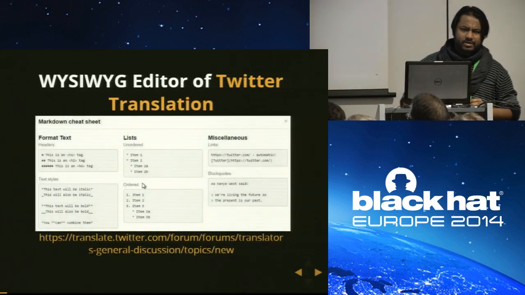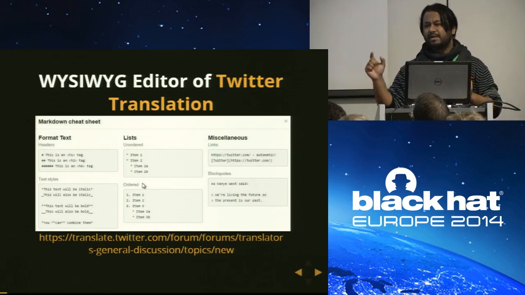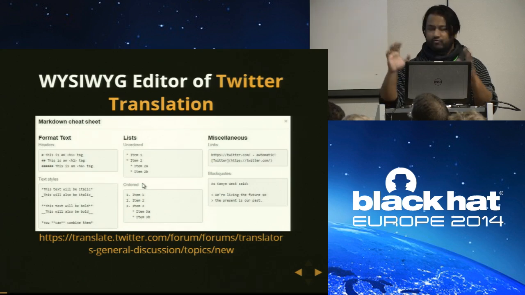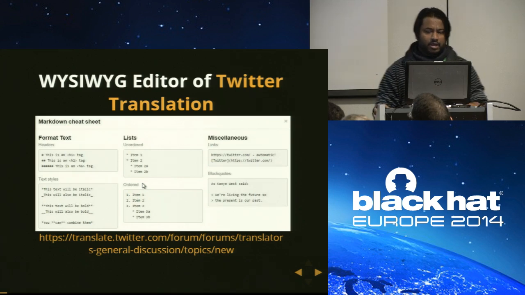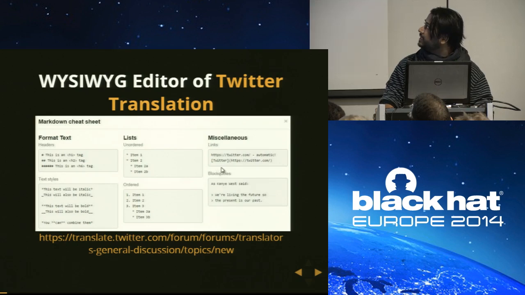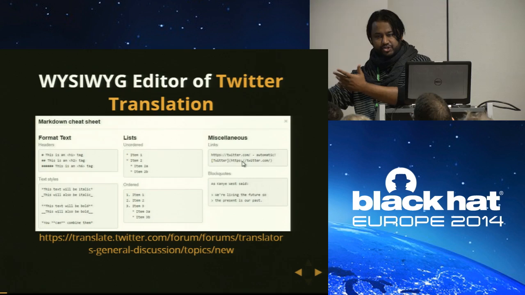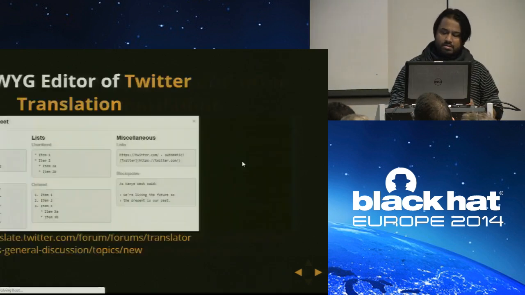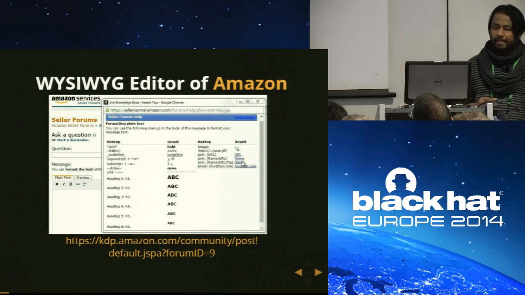But it is not necessary that WYSIWYG editors are only available in the form of buttons. They may be available in the form of some particular text or particular format. For example, this is the WYSIWYG editor of Twitter Translation. If you want to post a link on this forum, you have to write the name of the link in square brackets, and then in small parentheses you mention the link, and Twitter will automatically convert it into an HTML-based link.